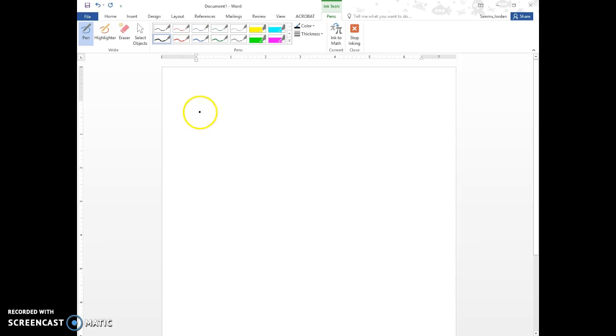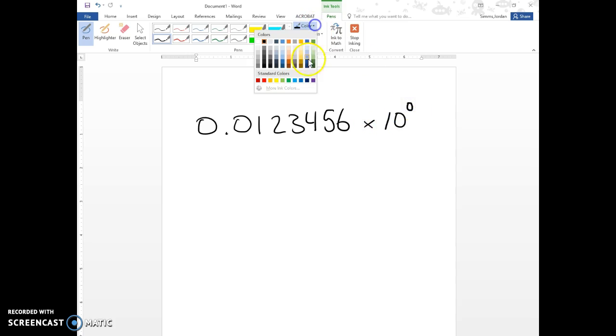Hey Kaylin, great question. Let's take a look at an example that I'm just going to make up. Let's pick a really, really small number: 0.0123456. All right, this is a really, really small number. And if I was going to write this in scientific notation, or write it with an exponent, I would also write times 10 to the 0 power.